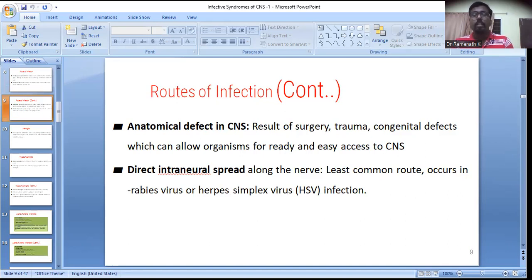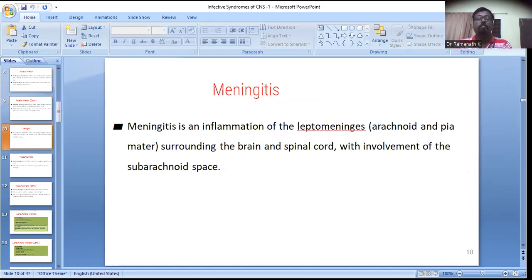Direct intraneural spread is also possible in some of the viral infections where rabies virus and herpes simplex virus can produce infection through the direct intraneural spread. So next we will study one by one the different infective syndromes and the causative agents, how to manage them, and what are the different lab diagnosis protocols we have to follow for diagnosing these infections.